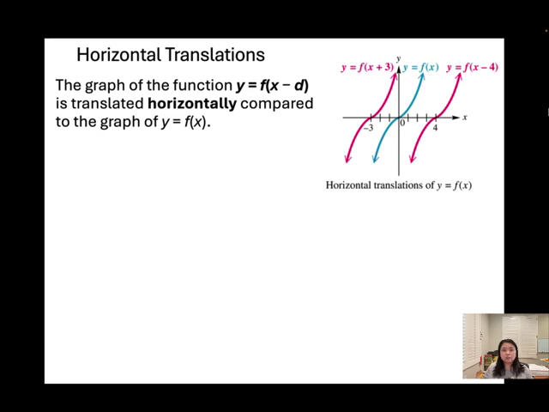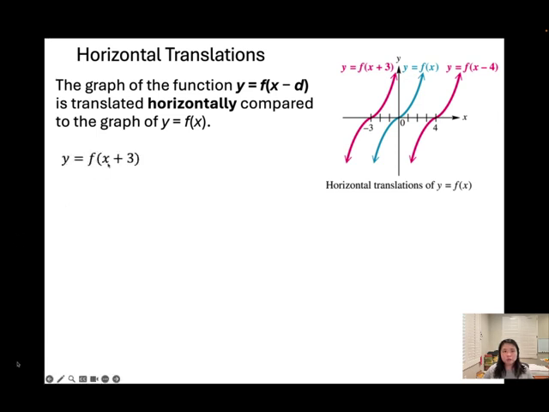Horizontal translation. The graph of the function y equals f of x minus d is translated horizontally compared to the graph of y equals f of x. So the blue one here is y equals f of x. If I replace x with x plus 3, then you're going to shift the graph to the left 3 units. If I replace the x with x minus 4, then you're going to shift f of x to the right 4 units.